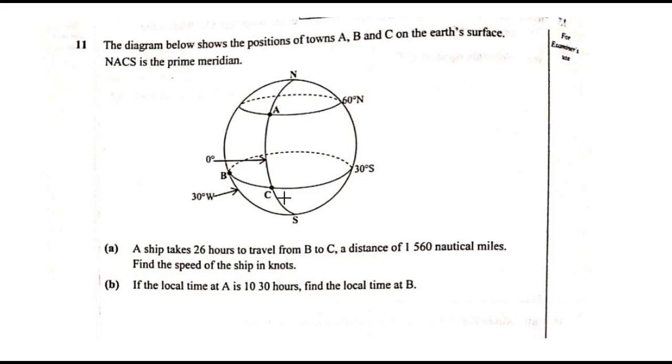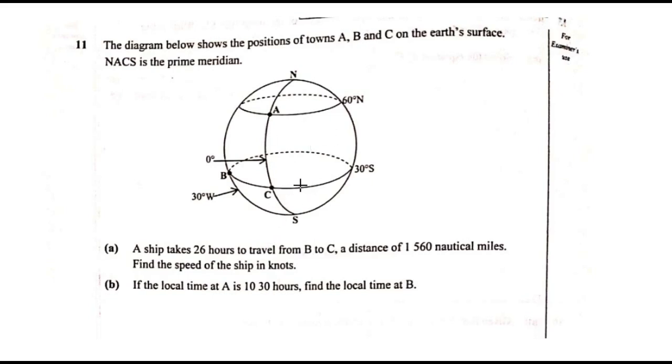So what we have right here is Earth geometry. And of course, if you want further help and further information, we have tuitions available for all of this. We'll take you through it and help you to grasp such concepts. A ship takes 26 hours to travel from B to C, a distance of 1560 nautical miles. Find the speed of the ship in knots.